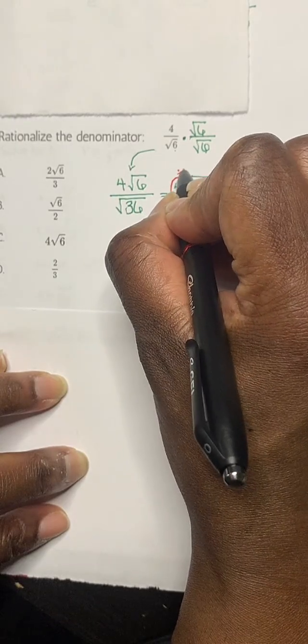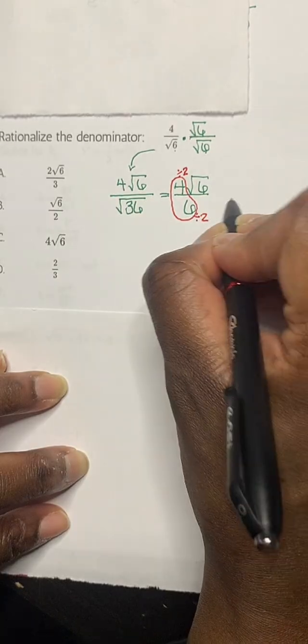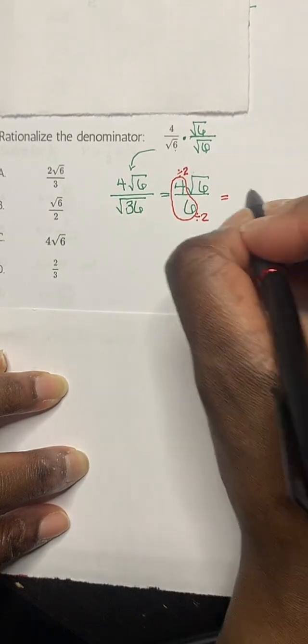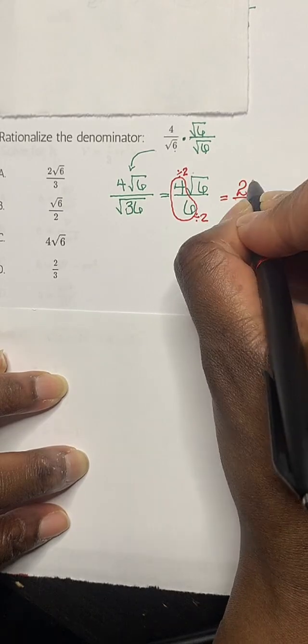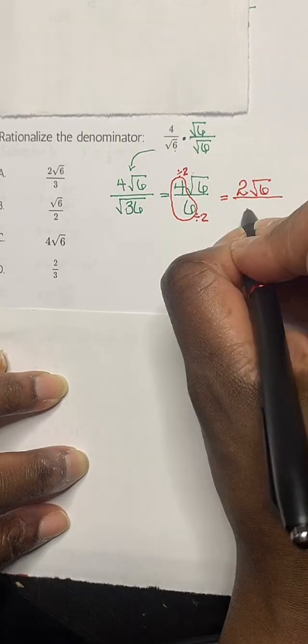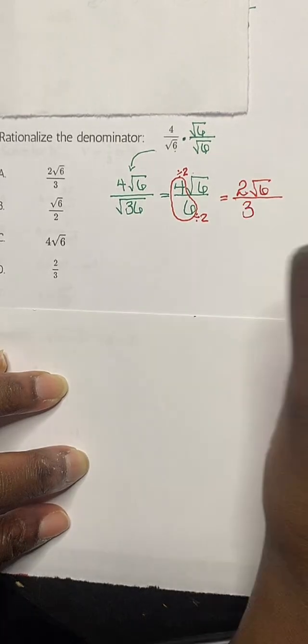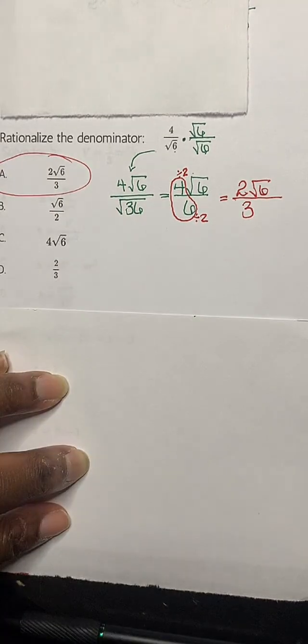When we reduce it, we're basically dividing by what they have in common. So 4 divided by 2 will give me 2. Bring the square root of 6. And 6 divided by 2 is 3. So that's why my answer is A.